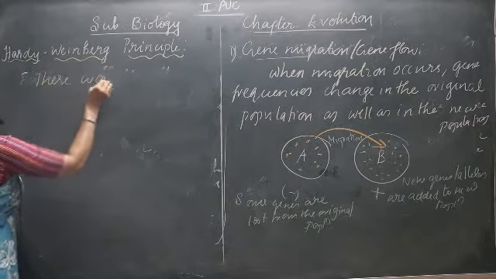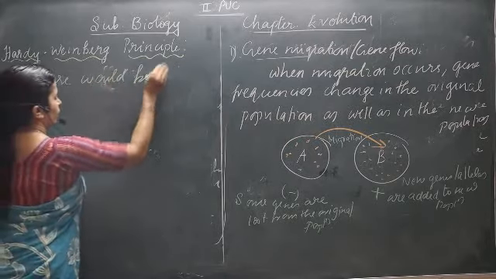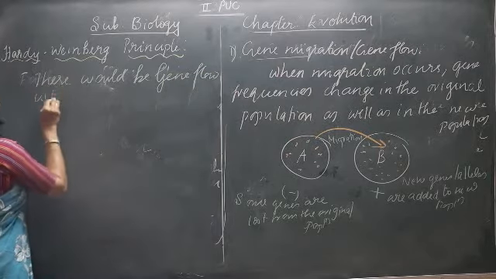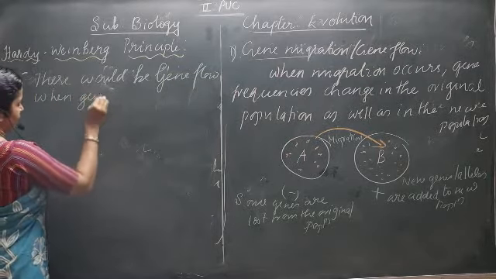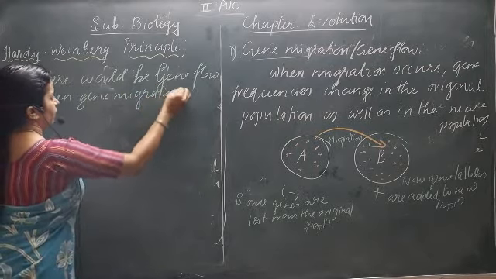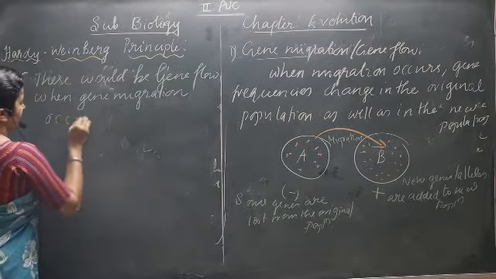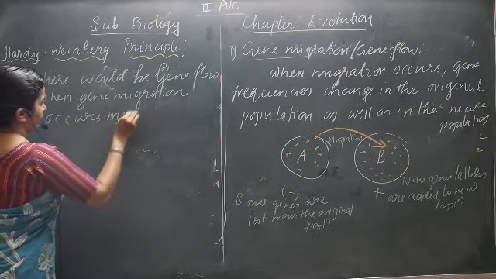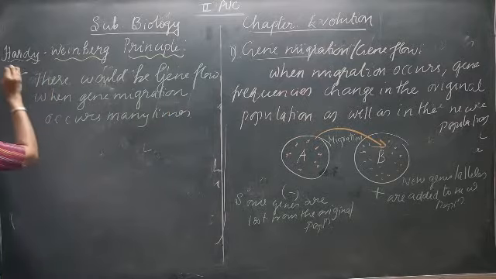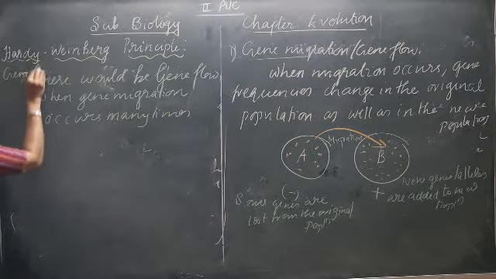There would be gene flow. When will there be gene flow? When gene migration occurs many times, then gene flow will occur. So that is what gene flow means.